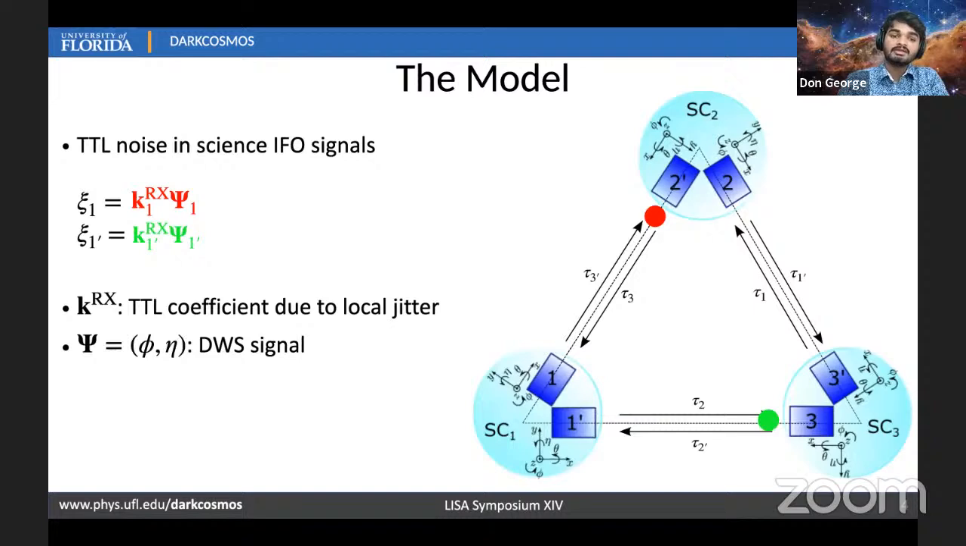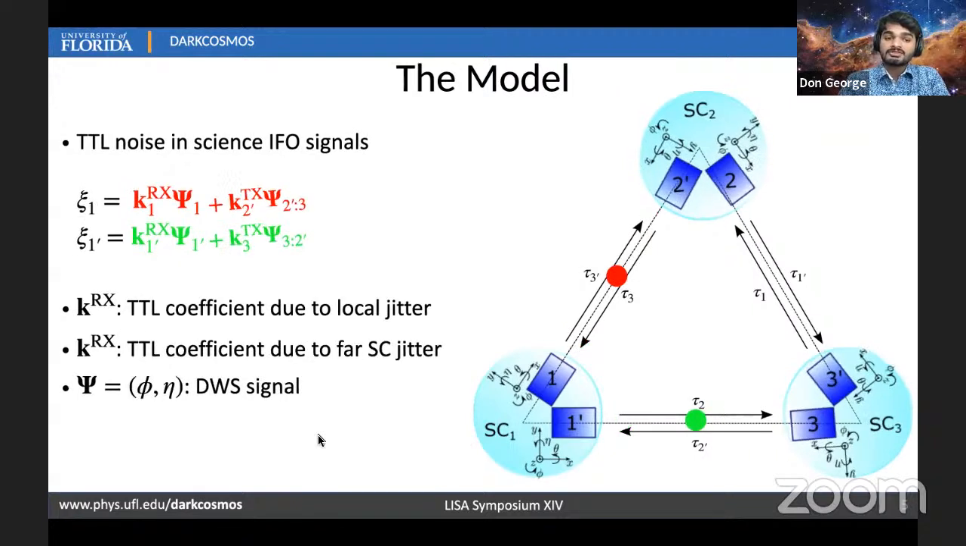If we just look at the science interferometer signals, and we're just looking at the tilt-to-length, if spacecraft 1 jitters, it obtains these tilt-to-length noise terms. This is denoted by K1RX, which is the tilt-to-length associated with MOSA 1, and it's due to local jitter on MOSA 1. And Psi1 is our DWS signal that measures the change in angle. And similarly for MOSA 1 prime.